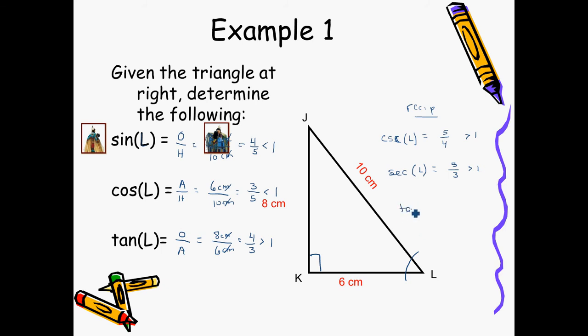And the cotangent of angle L is the adjacent over the opposite, which is 3/4, smaller than 1. Okay? So nothing more than just listing them. What are the trig ratios given a triangle? Give them to me. Don't need any meaning yet.